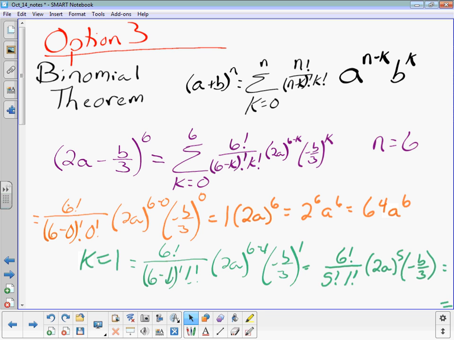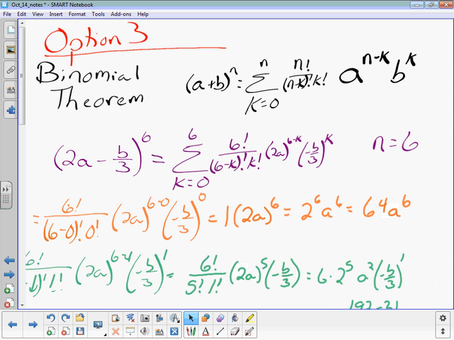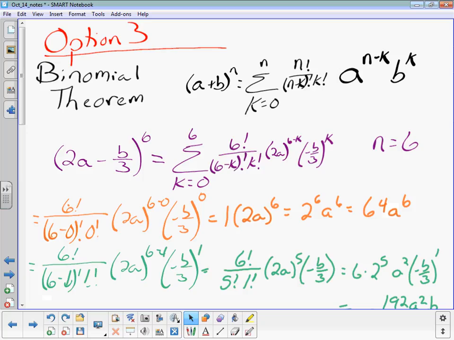Now, if we clean that up a little bit more, that means I've got 6 times 2 to the 5th times a to the 5th times negative b over 3 to the first power. Well, 2 to the 5th is 32, and 32 times 6 is 192.